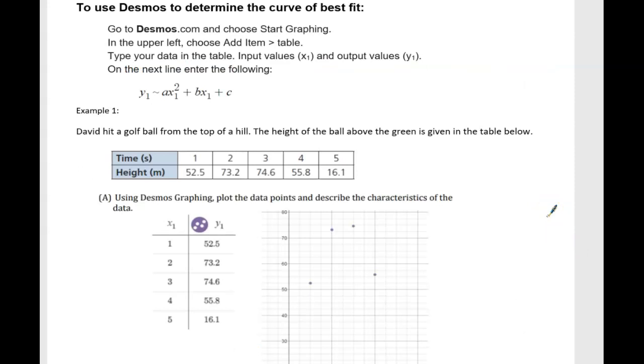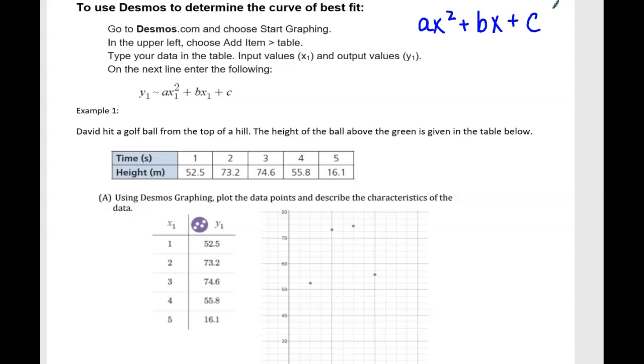Now I wanted to show you how we use Desmos to determine the curve of best fit. The first ones were just linears, or lines, but now we're going to use a curve. If you recall, a curve is a quadratic, and in standard form, y is equal to ax squared plus bx plus c. So it's going to be very similar. In this example, Dave hit a golf ball from the top of a hill. The height of the ball above the green is given in the table below.